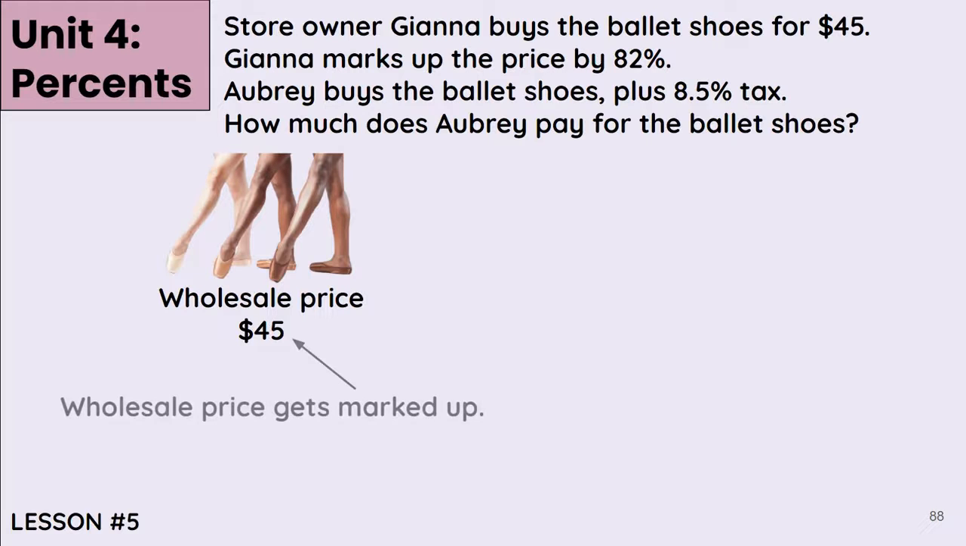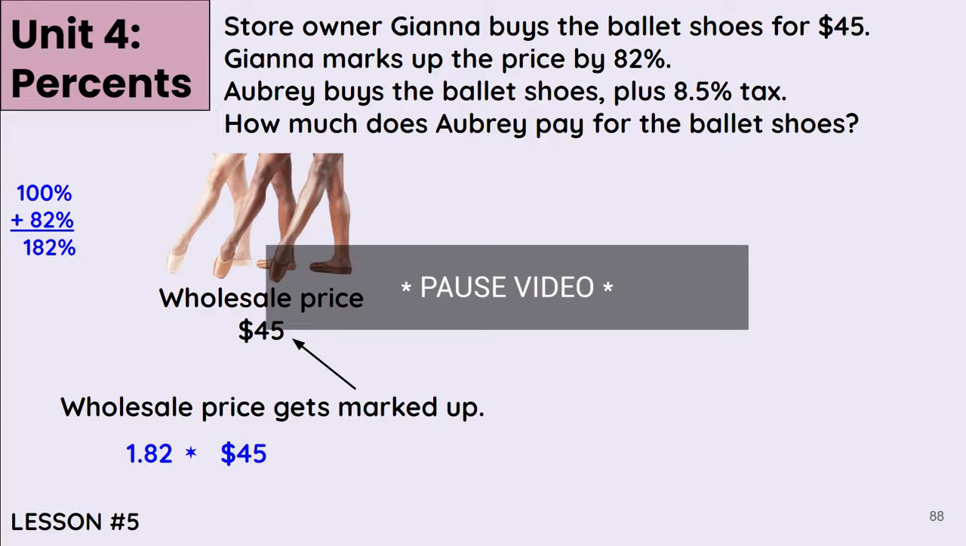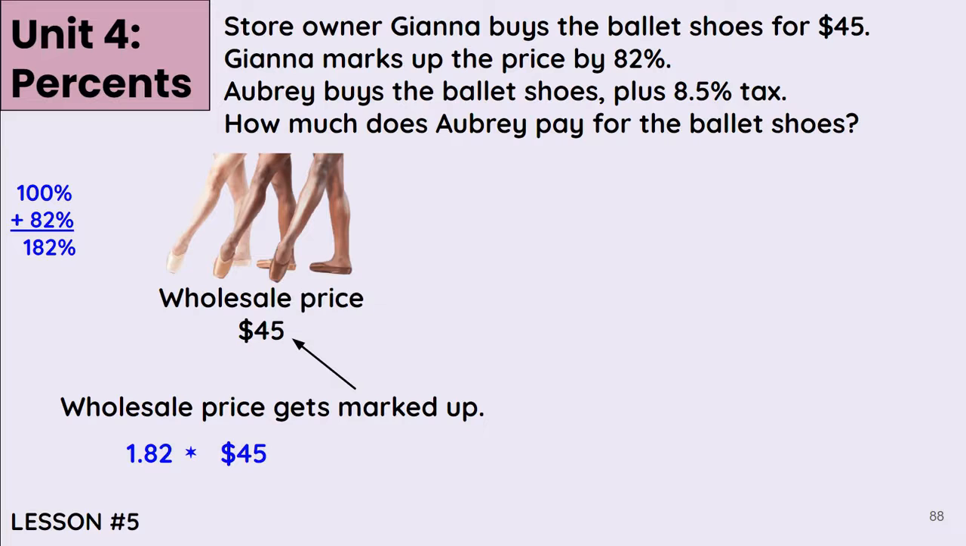Okay, so first we have to mark up the wholesale price to create the retail price. And it looks like Gianna uses a markup of 82%. So we're going to do 1.82 times the price. Go ahead and find out how much the retail price is. All right, we should get that the retail price is $81.90.